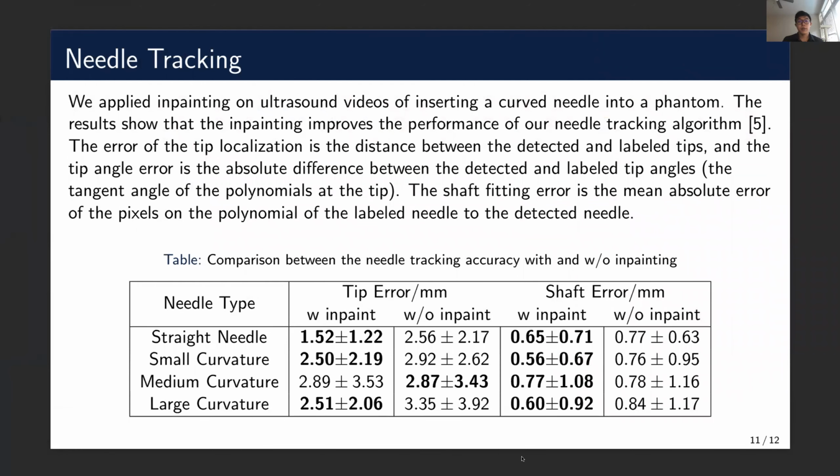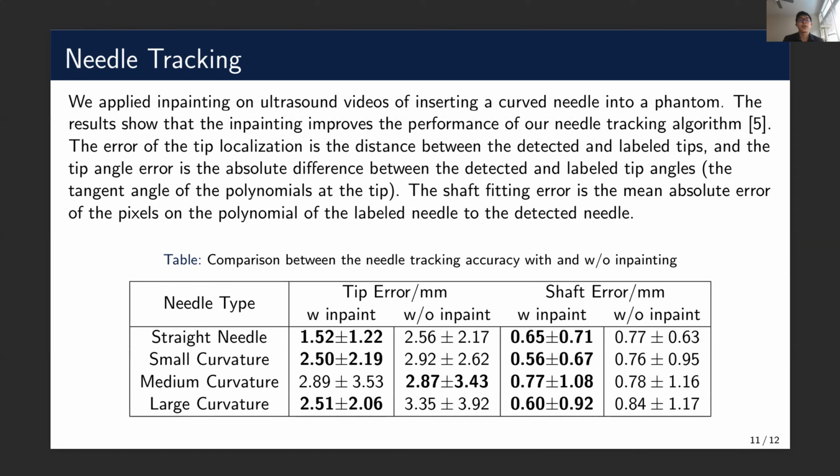And last, let's take a look at some applications on needle tracking. So we select the inpainted regions by the following steps. In our previous needle tracking paper, we use an intensity thresholding and a Sobel filter response thresholding to select the candidate points for weighted RANSAC fitting. First, we ran both thresholding methods in the bounding box of the ground truth labels of the needles to select the candidate pixels for weighted RANSAC fitting.